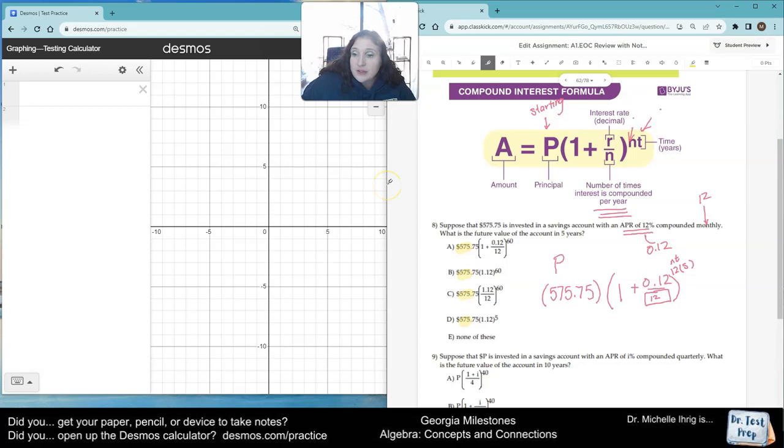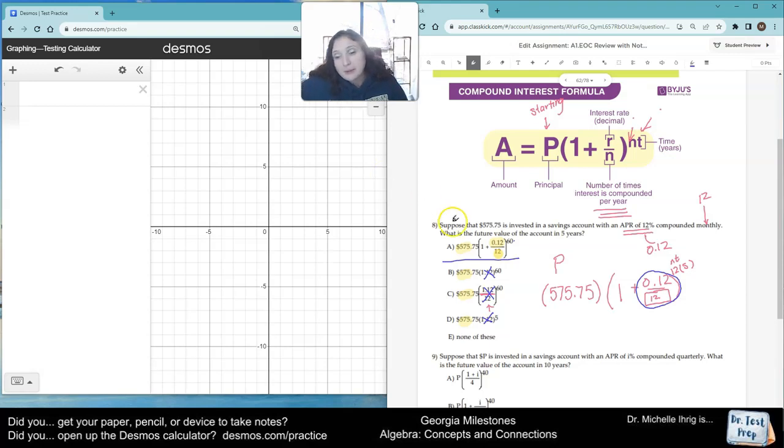Here, this one is the closest because it's got the 0.12 over 12. It's not going to be this one because they added it first and divided the whole thing by 12. That's not what you're doing. The only thing that gets divided by how many times a year it happens is the rate. So right away, it can't be any of these because they just added it up. They didn't do the division piece. So that's why it has to be choice A. And where did they get 60 from? 12 times 5 is 60.